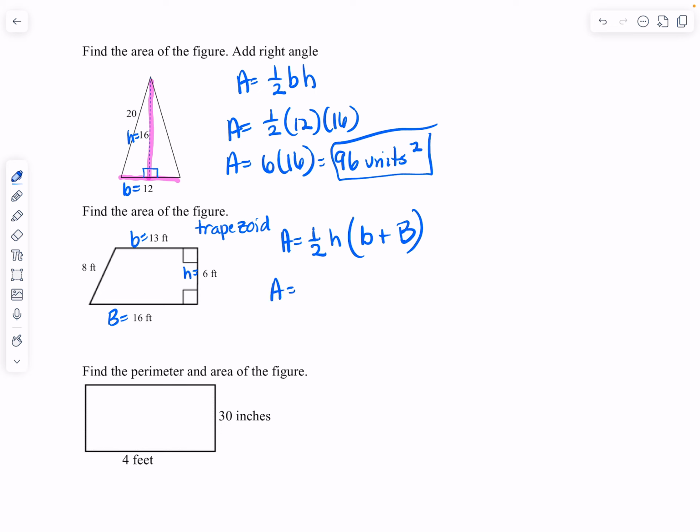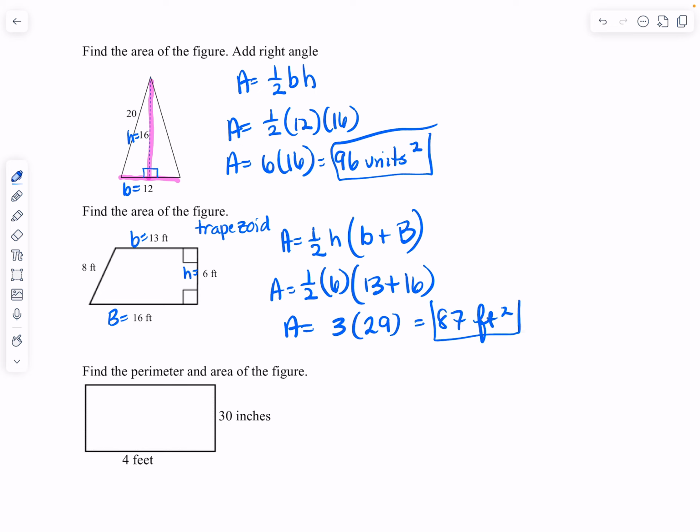So area equals 1/2. Again, the height is 6. The smaller base is 13 plus the larger base, which is 16. Now I'm going to do what's inside parentheses first. 13 plus 16 will give me 29, and 1/2 of 6 is 3. So now I take 3, and I'm going to multiply that by 29, and when I do that, I get 87. The units are feet squared because we're finding area.